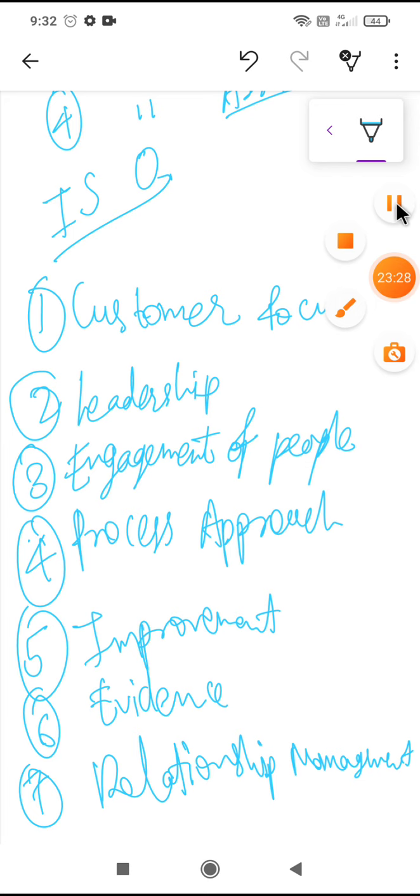So I hope you understood these three concepts, that is quality control, quality assurance, and quality management. In the next lecture, that is the fourth and last lecture of this chapter, we'll see different views of different quality gurus.